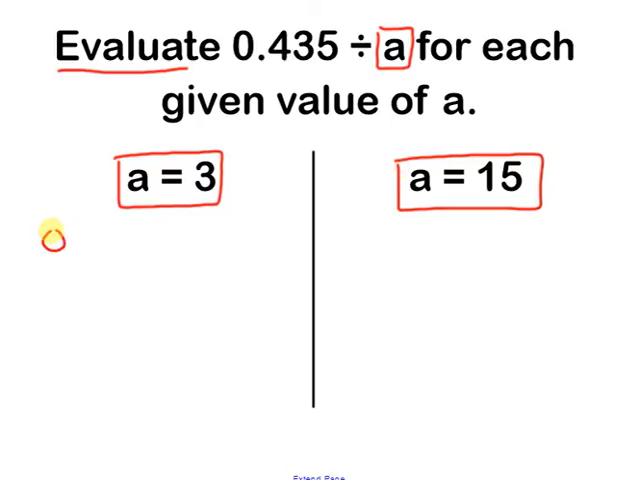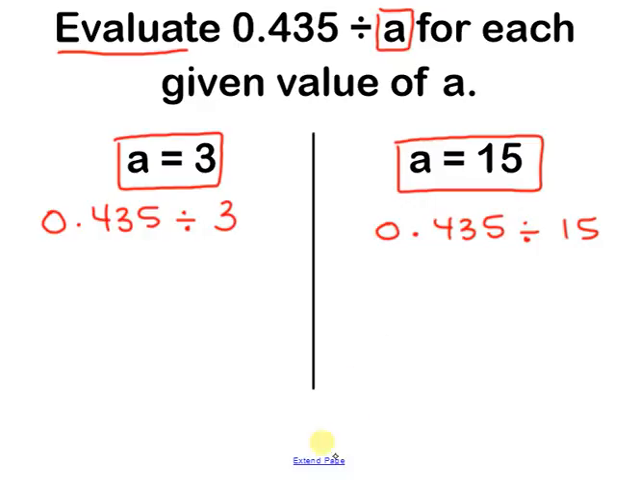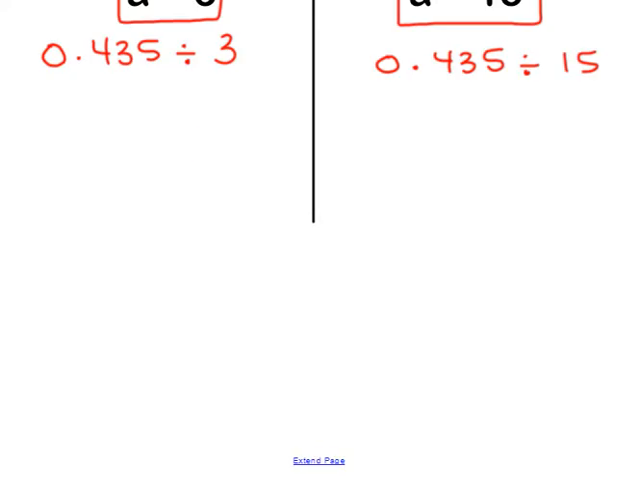So over here, we're going to do 0.435 divided by, and instead of A, we're going to write 3. And then over here, 0.435 divided by, and instead of A, we're going to write 15. And we're going to go ahead and solve these two problems. Now, this is a good example of having to put it in the proper order. So remember that the first number always goes inside of the division bracket.